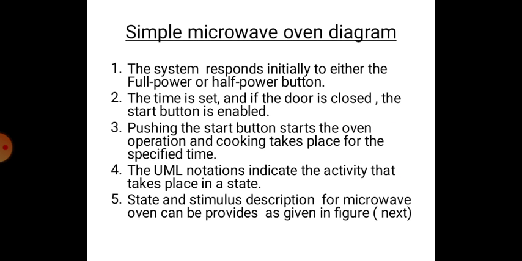All this you can visualize in the diagram. Point number 4: the UML notation indicates the activity that takes place in a state. So these are described in the diagram. You can look at it. Point 5: the state and the stimulus description for a microwave oven can be provided as given in the next figure. So we have the next diagram, which will give us all the details.